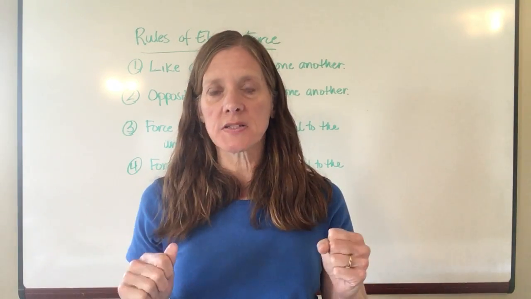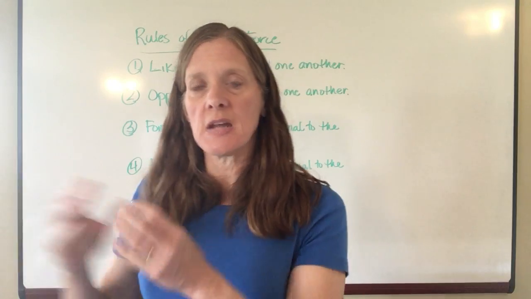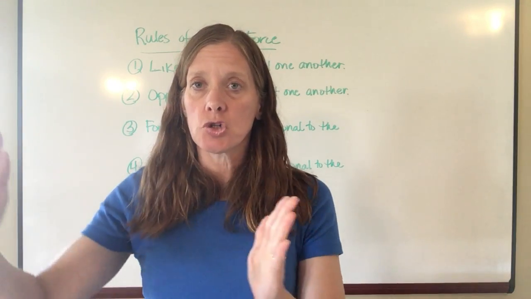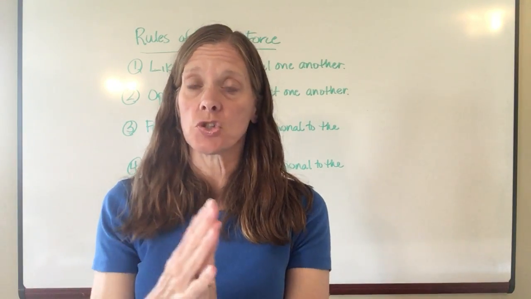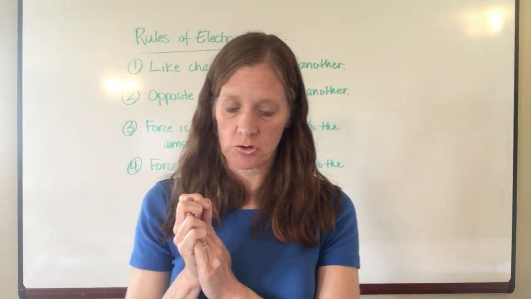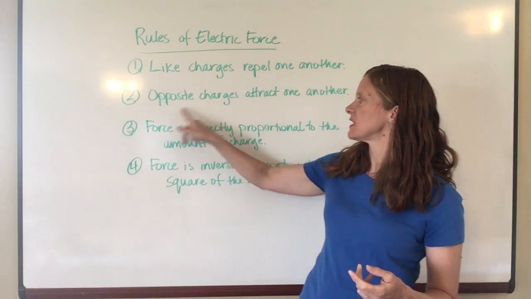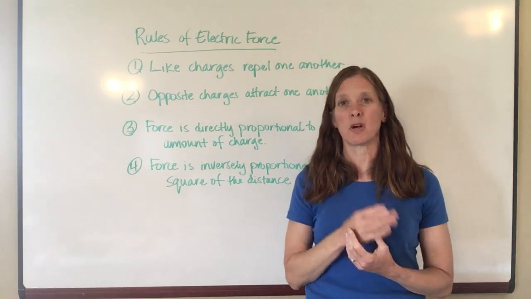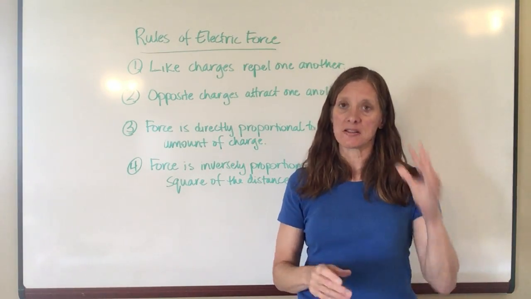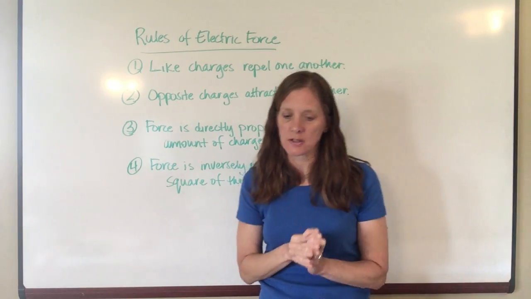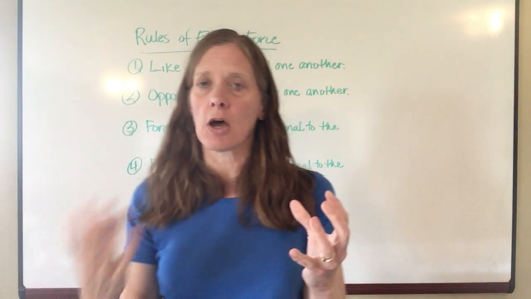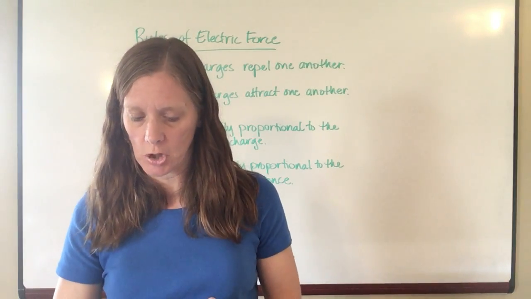When you took that positive charge and brought it up next to the negatively charged balloon, you should have seen that they were attracted to one another. They drew each other together. And so that's the second rule of electric force, and that's that opposite charges are going to attract one another. So a positive and a negative are going to be attracted to each other, much like the north and south pole of a magnet will be attracted to each other.